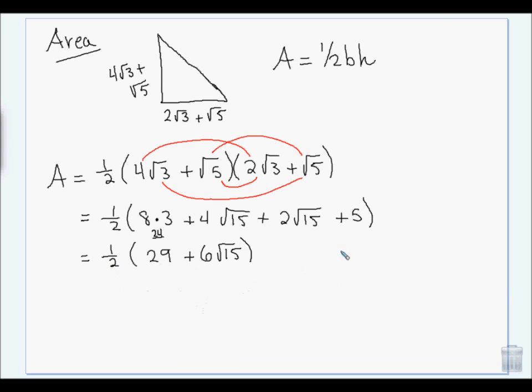And now 1/2 times is the same thing as divide by 2. So 29 divided by 2 is 14.5. And 6 divided by 2 is 3. And you only divide your coefficient, not your root. So your area is 14.5 plus 3 times the square root of 15. And that's your answer.